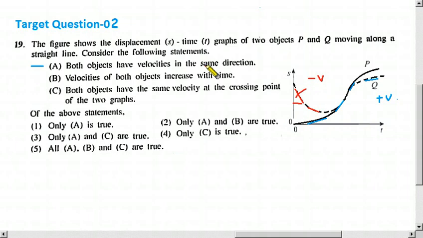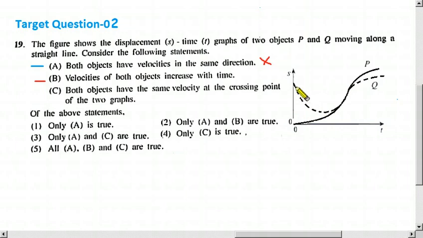Now let us go to this one, B. Velocities of both objects increase with time. Increases. So this one is increasing, that is correct. But here it is decreasing again. Increased, no. Here this one, increasing, and this one decreasing again. At this part it is decreasing, increasing and decreasing.